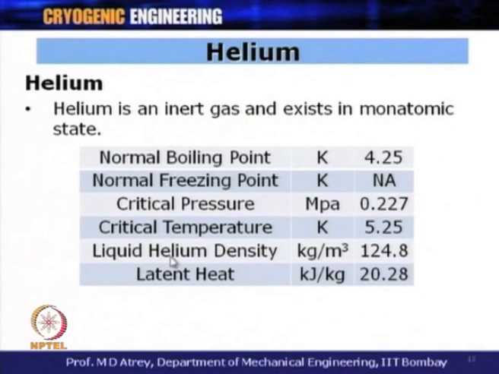These are the properties of normal helium. What are they? It has a boiling point of 4.25 Kelvin. Normal freezing point, it does not exist. Critical pressure is 0.227 MPa, that is around 2.27 bar. Critical temperature is 5.25 Kelvin. Liquid helium density is 124.8 kg per meter cube, and the latent heat is 20.28 kilojoule per kg. It is a very small latent heat.